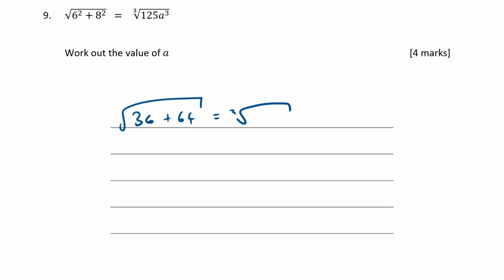Now I can actually break that out into two separate cube roots. I can say that's the cube root of 125 times the cube root of a cubed. Okay, so we're making some progress here. 36 and 64 add together to give me 100, so I've got the root of 100. Right, what's the cube root of 125? 5 times 5 times 5 is 125, so the cube root of 125 is 5. And then what's the cube root of a cubed? a times a times a is a cubed, so the cube root of a cubed is simply a.